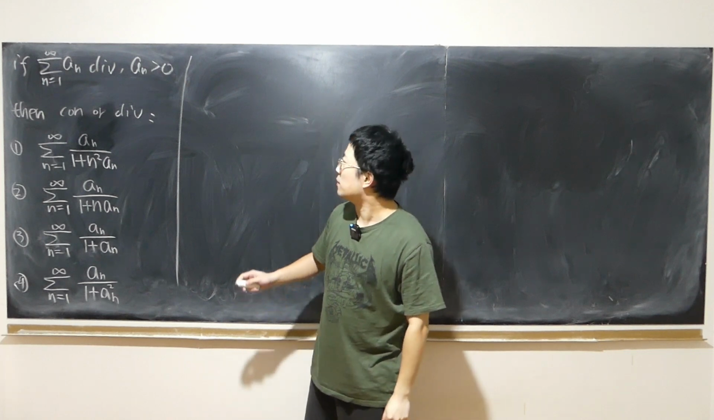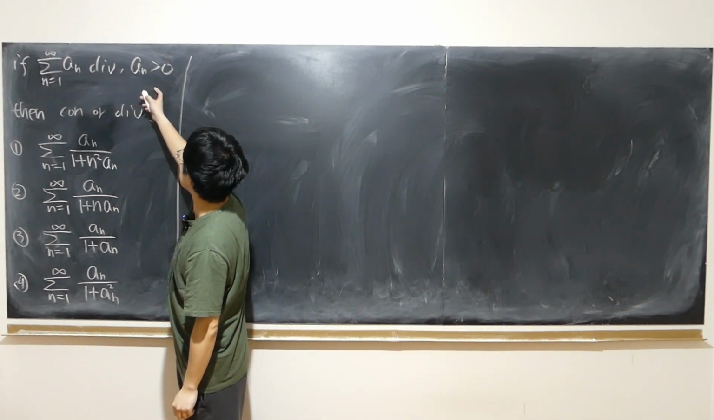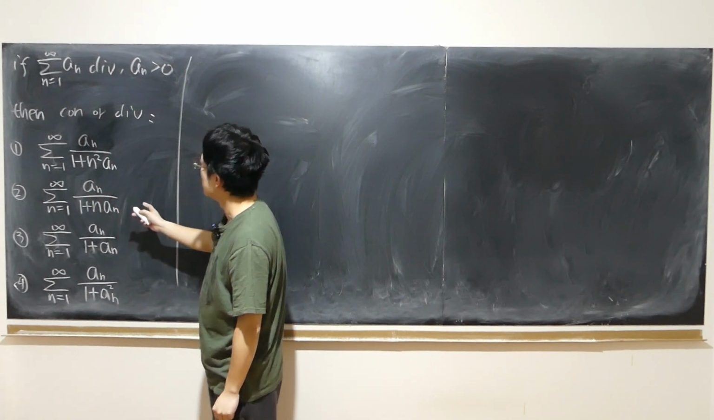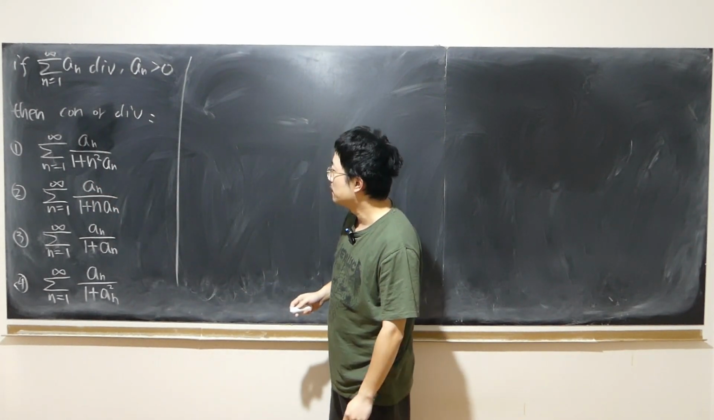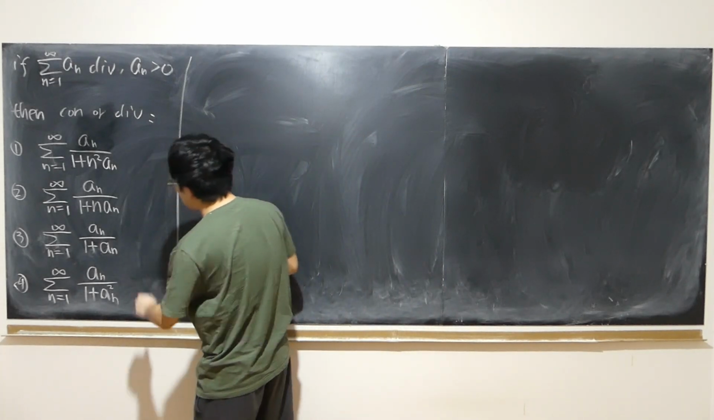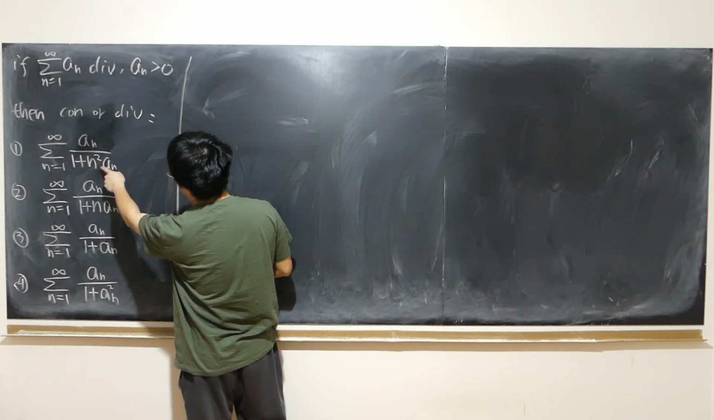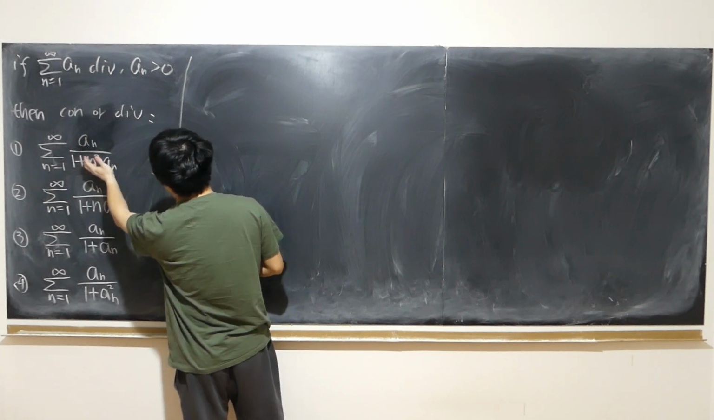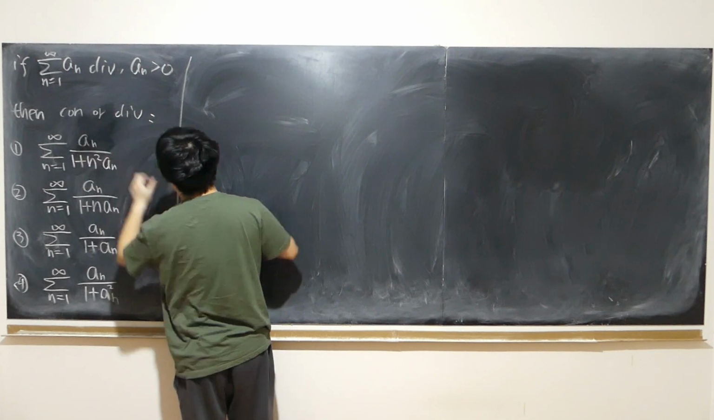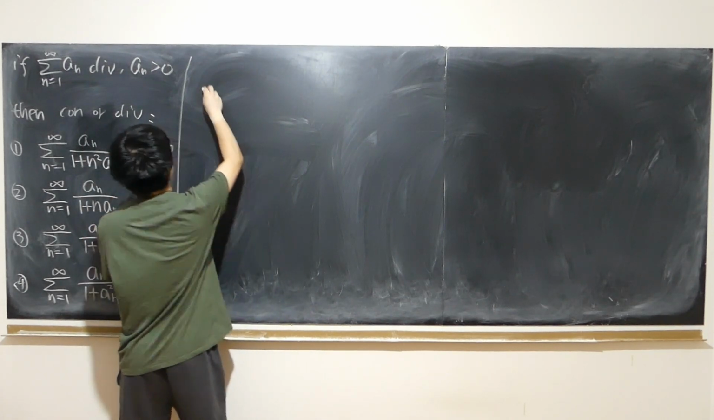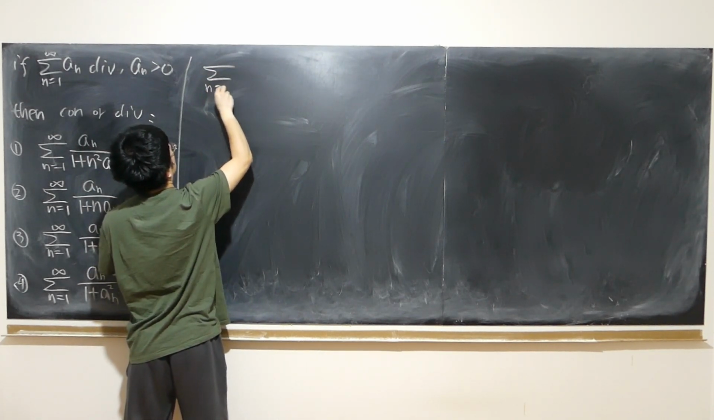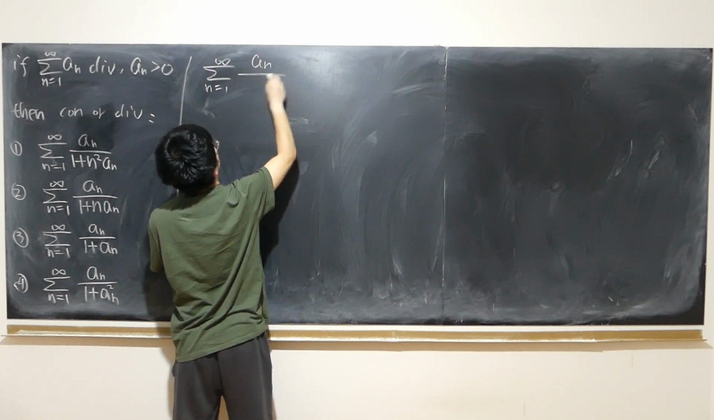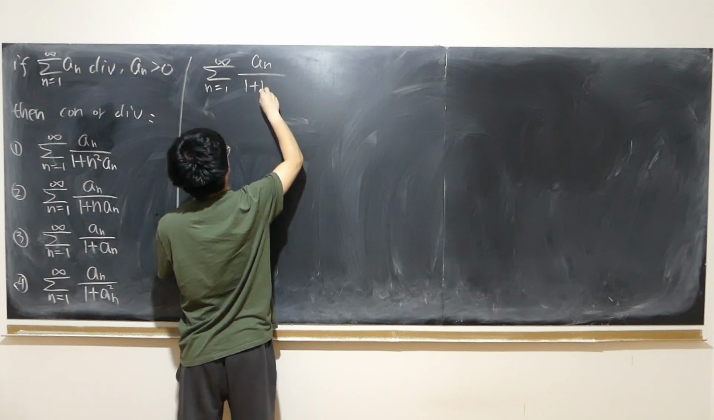If a real sequence, a positive series, is divergent, determine whether or not the following series are convergent or divergent. The first series: I noticed that there is n squared at the bottom, which means I'm probably going to have to loosen the inequality a little bit. Get rid of the 1. The sum from n equals 1 to positive infinity of a_n over 1 plus n squared a_n.